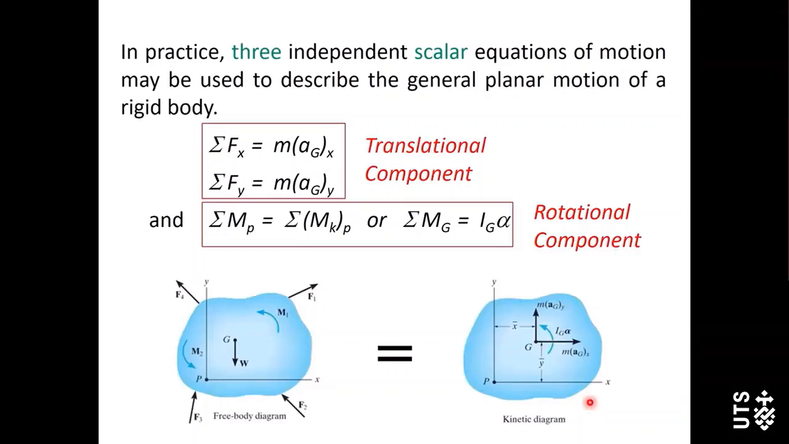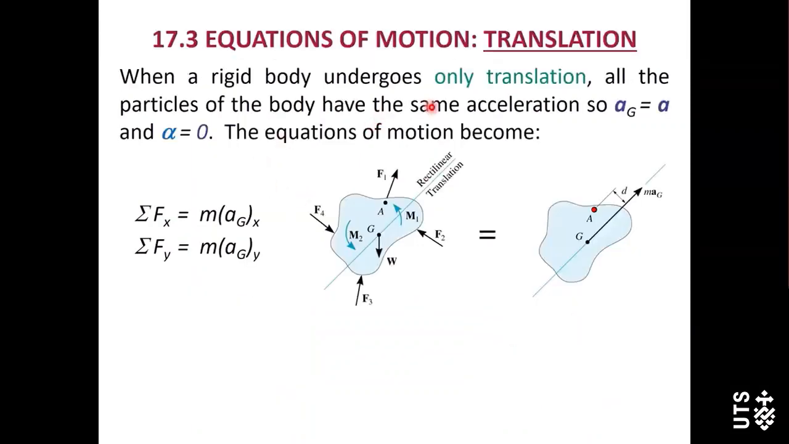Next, we will use the equation of motion for a rigid body to deal with the problems of three motions: translation, rotation about a fixed axis, and general plane motion. But this week, we only deal with translation. Okay, now for translation.